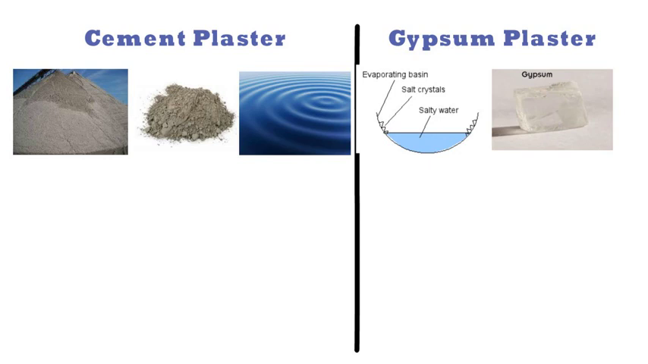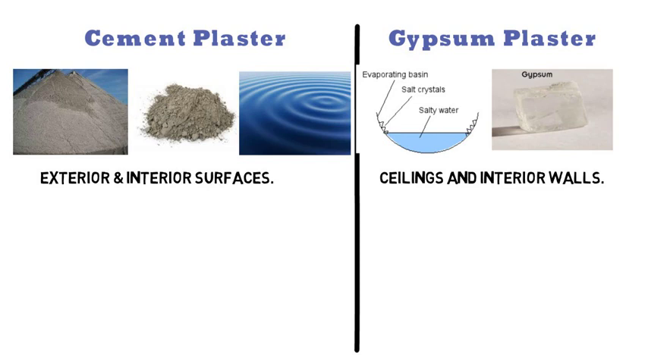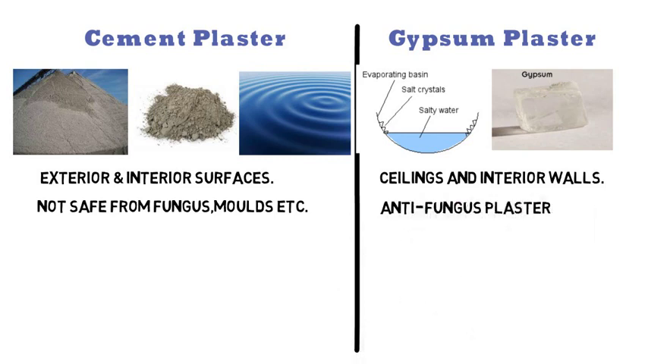Cement plaster can be used in exterior and interior surfaces, whereas gypsum plaster can only be used on ceilings and interior walls. It cannot be used in wet areas like toilet, bath, kitchen, wash area, balconies, etc. Cement plaster is not considered as safe from fungus, molds, etc. Gypsum plaster is an anti-fungus plaster and it does not get affected by any insects.